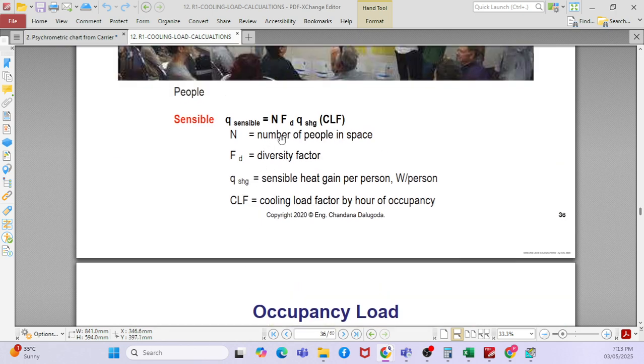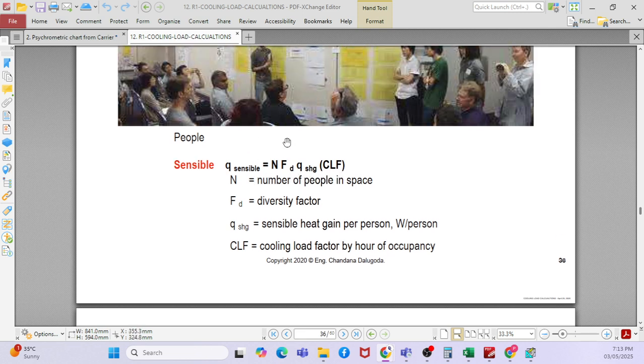Okay, where did this equation come from again? Which one, sir? This conduction equation. Sensible: number of people, diversity factor, sensible heat gain, cooling load factor. It came from your ASHRAE Fundamentals. So all the equations here came from ASHRAE Fundamentals, 2021, chapter 17, right?